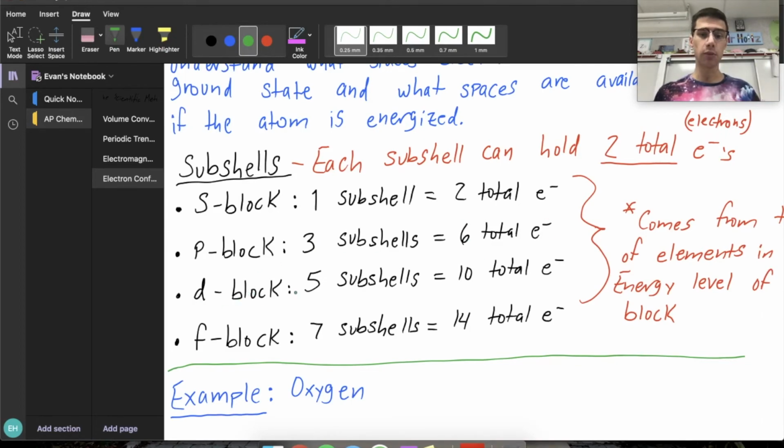The D block elements have 5 subshells and can hold a total of 10 electrons. The F block has 7 subshells and can hold a total of 14 electrons. So let's look at the periodic table and see where we actually get these numbers from, okay? So we're referring to a specific subshell on a given energy level within a specific block, okay?